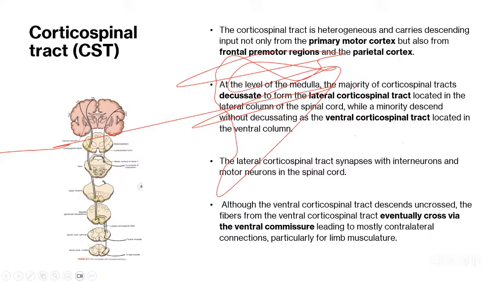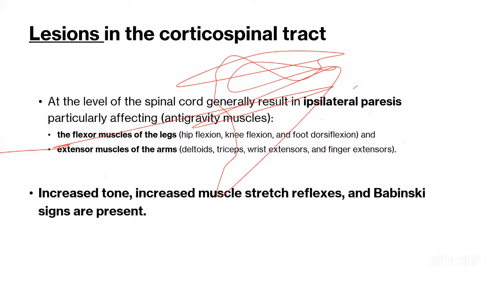The lateral corticospinal tract synapses with the interneurons and motor neurons in the spinal cord. Although the ventral corticospinal tract descends uncrossed, its fibers eventually cross through the ventral commissure, leading to mostly contralateral connections, particularly to the limb musculature. So lesions in the corticospinal tract at the level of the spinal cord generally result in ipsilateral paresis, particularly affecting the anti-gravity muscles. If the corticospinal tract is affected, the flexor muscles of the legs are involved, and for the arms, the extensor muscles of the arms are involved.